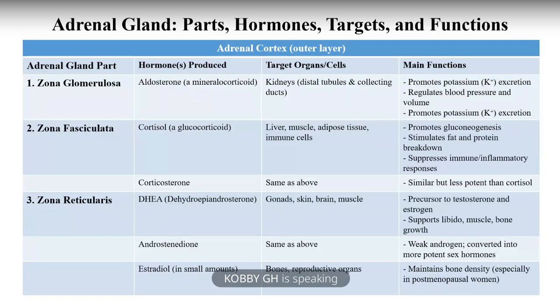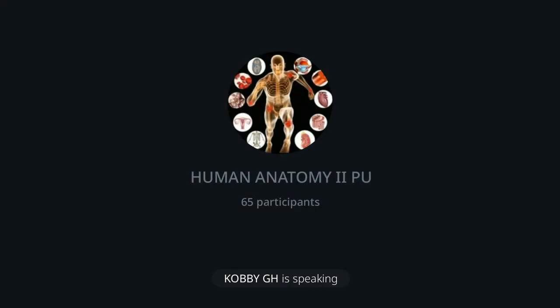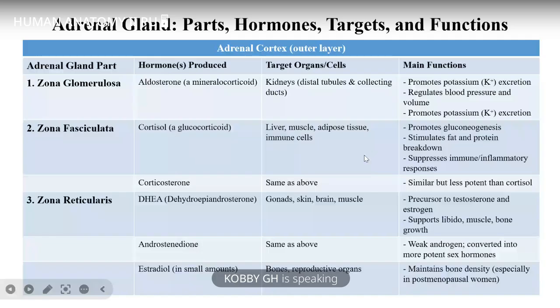So anytime potassium is being excreted, sodium is being reabsorbed back. Okay. It's an opposite or an antagonistic mechanism. Now, the zona fasciculata, what does it do? It produces what? The cortisol. Is that okay? And cortisol, what does it do? It promotes gluconeogenesis. It stimulates fat and protein breakdown. It suppresses immune and inflammatory responses.